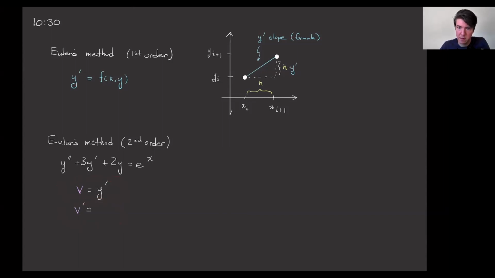Okay, I see a chunk of responses. A lot of people are getting it. If you weren't sure, that's okay. That's kind of why I asked, just to make sure I'm not flying ahead too much. So notice if v is equal to y prime, if we take the derivative of both sides, taking the derivative of v gives us v prime. And if you take the derivative of a derivative, then you get the second derivative. So v prime of y prime is y double prime.